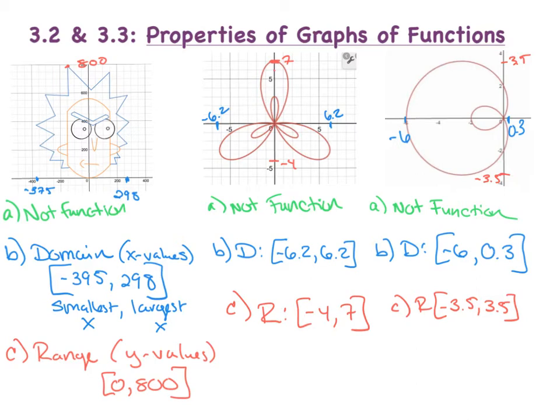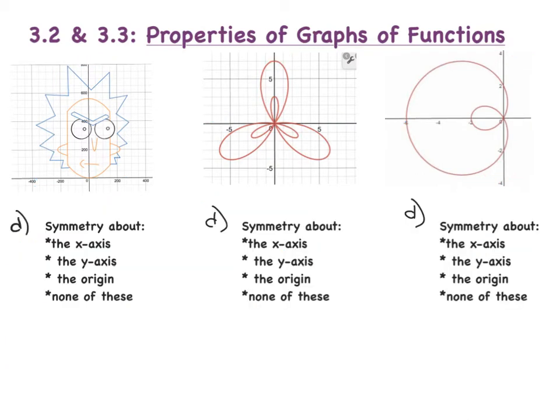So there are 3 different types of symmetry that we're going to discuss in this class. And they are symmetry about the x-axis. In other words, if you put a mirror on the x-axis, do you have a reflection, a perfect reflection on the top and bottom of the x-axis? Symmetry about the y-axis. So same thing, if you put a mirror on the y-axis, do you have a reflection, a perfect reflection on the right and the left of the y-axis?